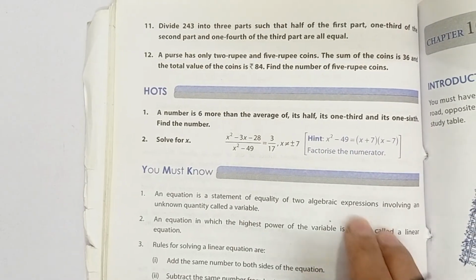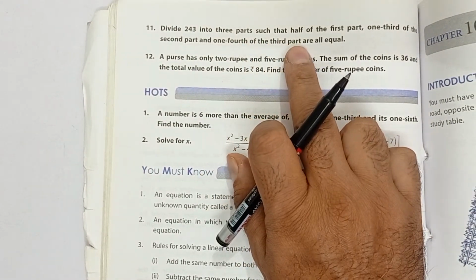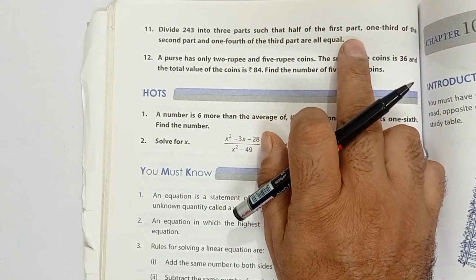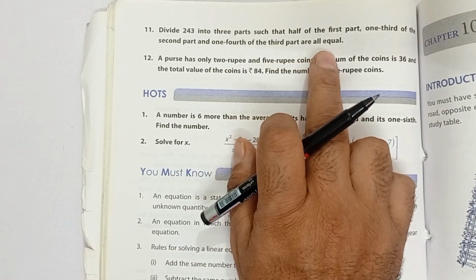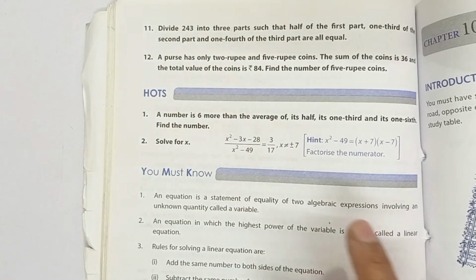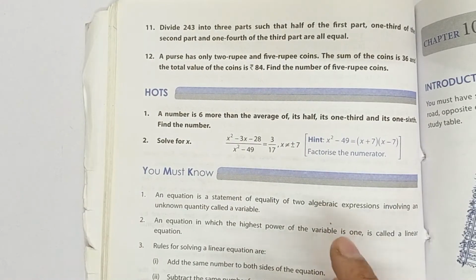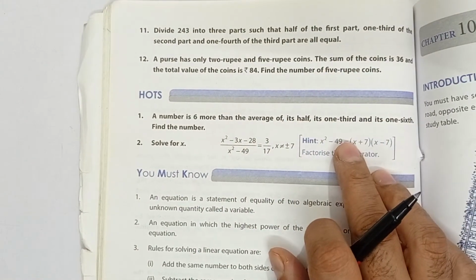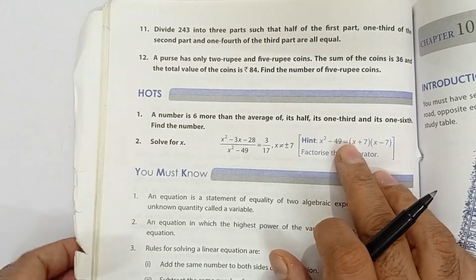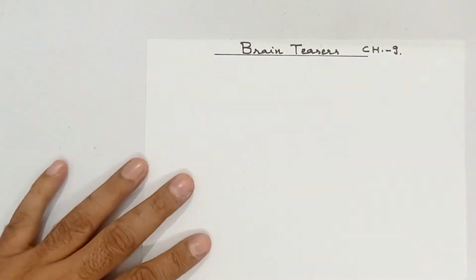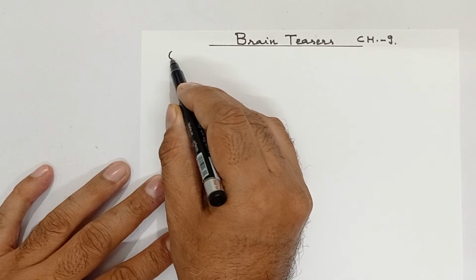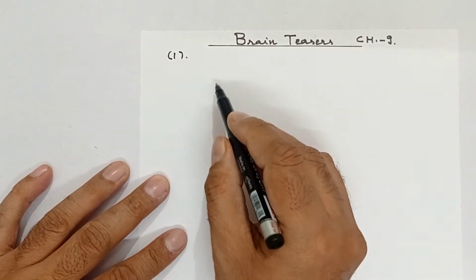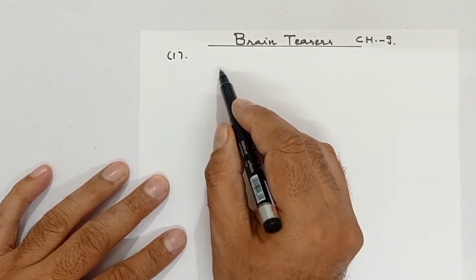It is written: divide 243 into 3 parts such that half of the first part, one third of the second part and one fourth of the third part are equal. This question can be done in many ways, but I am doing it in the easiest way. So see here, in total we are to divide 243. 243 may be some amount. So first, it is written such that half of the first part.